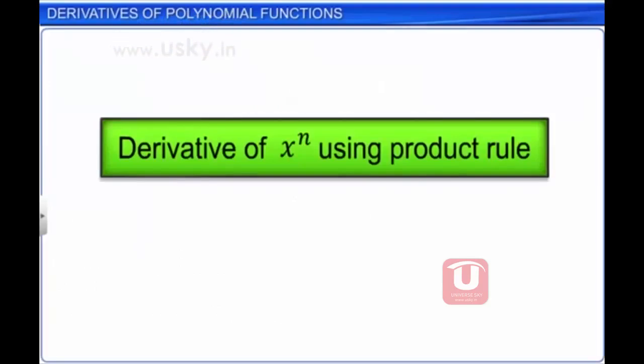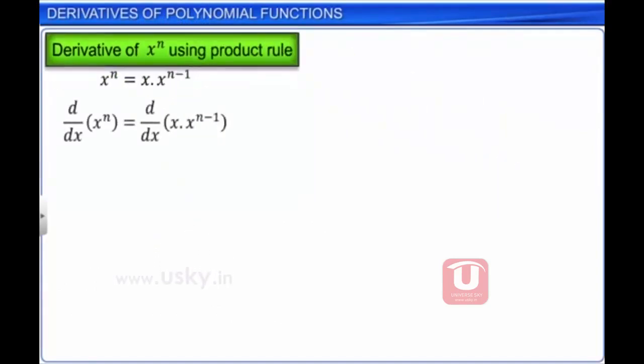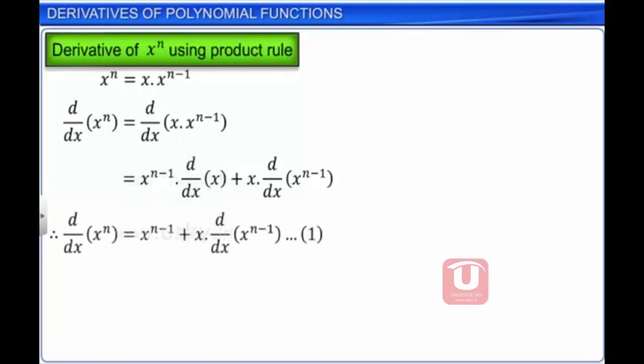The same result can be achieved by using the product rule. X power n can be represented as shown. Now, we will find the derivative of x power n. Using the product rule, this can be represented as shown. If we observe the second term, we can see that it contains the derivative in the form of x power n.